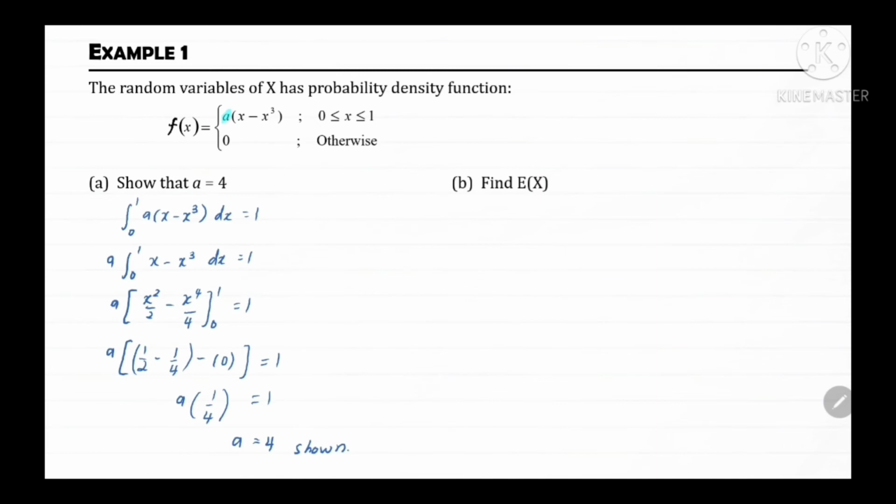B, find expectation of x. So expectation of x is the integral from 0 to 1 of x times f(x). f(x) is a times x minus x cubed, where a equal to 4. So x times 4 times x minus x cubed dx.